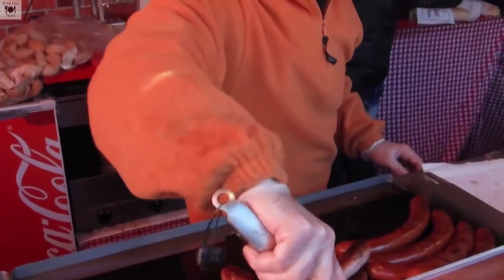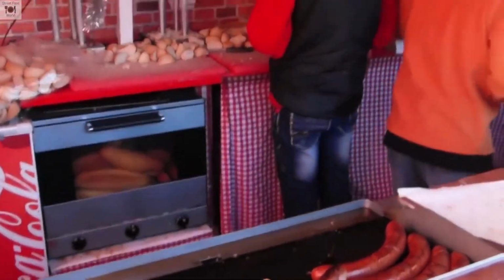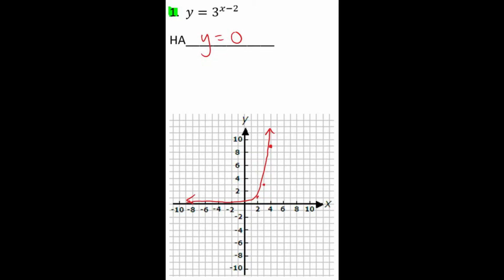So looking at worksheet 3E, let's look at number 1. So number 1, they want us to graph y equals 3 to the x minus 2 power. Well, our variable is in the exponent for this, so that is going to give it a very unusual graph. So what you could do is make a table of values. That is one way to do it.